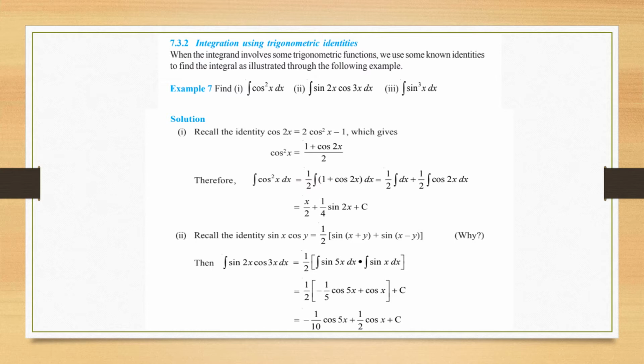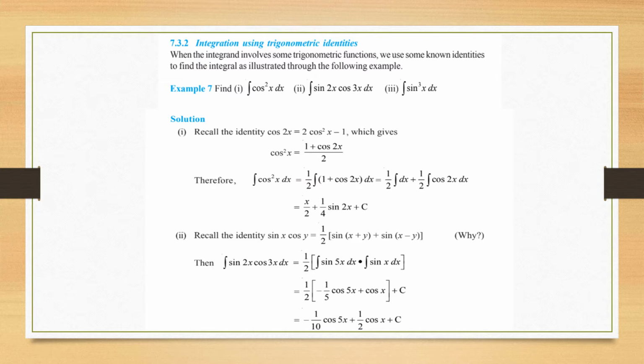Integration using trigonometric identities. When the integral involves some trigonometric functions, we use some known identities to find the integral, as illustrated through the following example. So when your function involves trigonometric functions and we are not able to integrate it using a direct formula or the substitution as we did in our previous exercise 7.2, we will search for the use of trigonometric identities, if it is possible to put them in and then integrate the function. So let us see how to use these trigonometric identities.